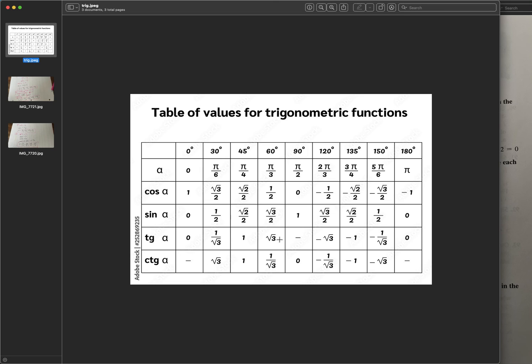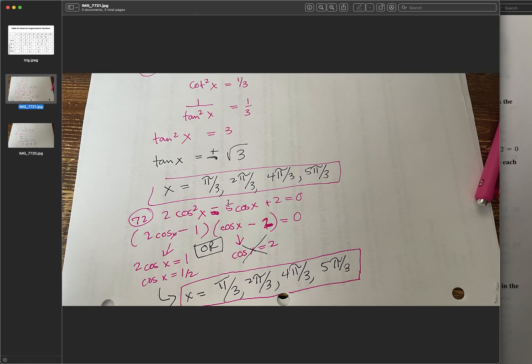2 pi over 3, and then if we wrap back around and add pi again, that will be 4 pi over 3, and then this one will be 5 pi over 3. And so pi over 3, 2 pi over 3, 4 pi over 3, 5 pi over 3.